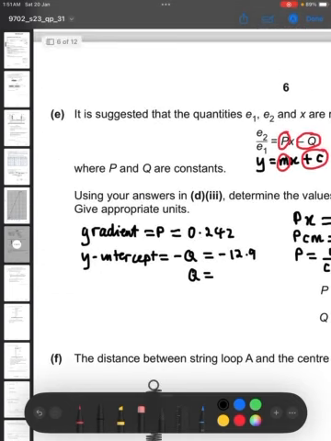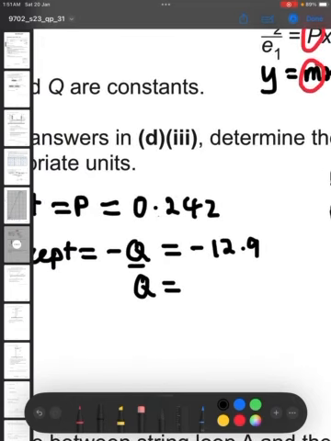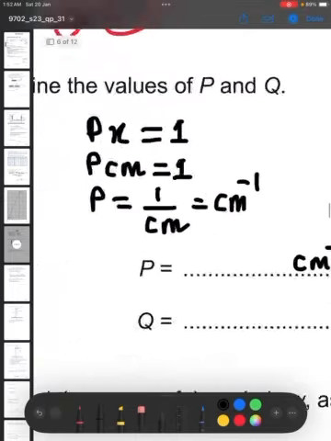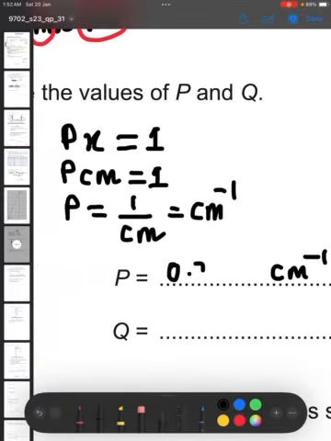So the gradient is equal to P as I have shown there, and c is equal to minus Q. So the y-intercept is equal to minus Q, which is equal to minus 12.9. If we divide both sides by minus, we get that Q is 12.9. As a result, we write what we've just found here: the value of P is 0.242, and the value of Q is 12.9.